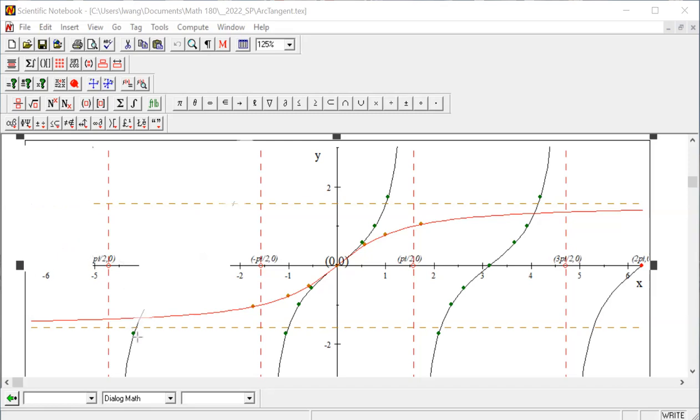Right? Okay. I just want to show you the pieces that are inverse to each other. There. There. Okay.